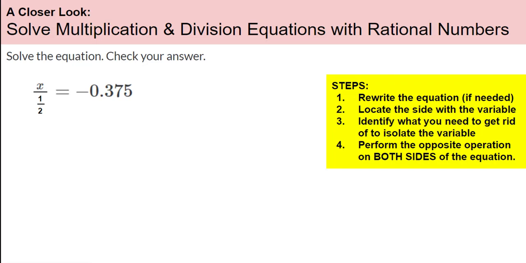All right, solve the equation. X over 1/2 equals negative 0.375. Pause the video, try this yourself, then we'll review. All right, just like we did in that other video.